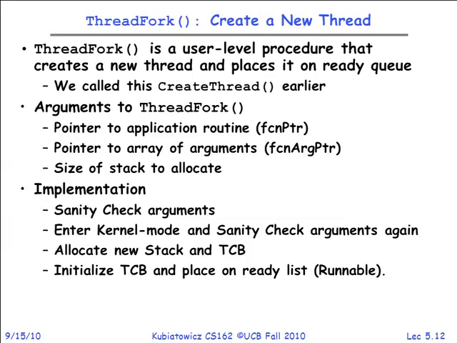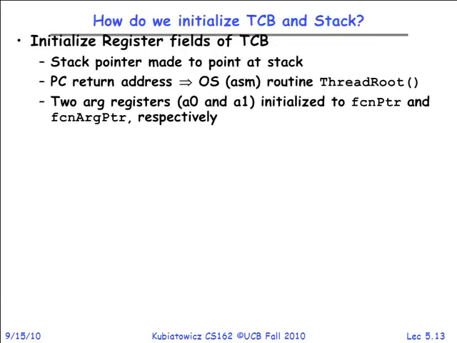So let's talk about initializing the TCB in the stack, OK? So what do we initialize in the TCB? Well, first of all, we better have a valid stack. So we need to point the TCB at the stack. OK? And what's kind of going to be interesting is we don't have to initialize all the registers. There's going to be a little bit of magic that I show you here now. We're going to take and set the PC return address register in the thread control block to an operating system routine called thread root. OK? It's going to point at thread root.